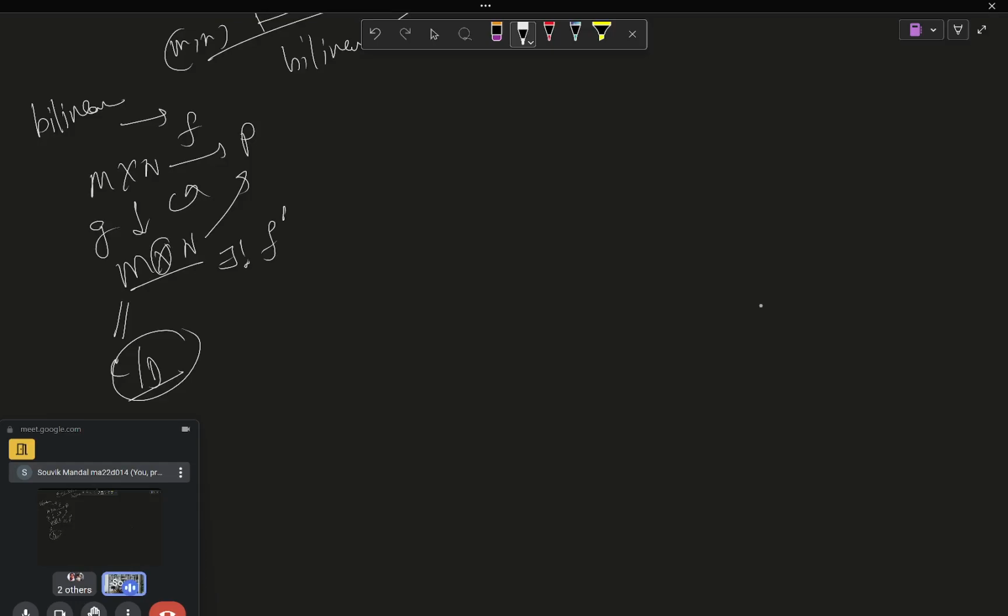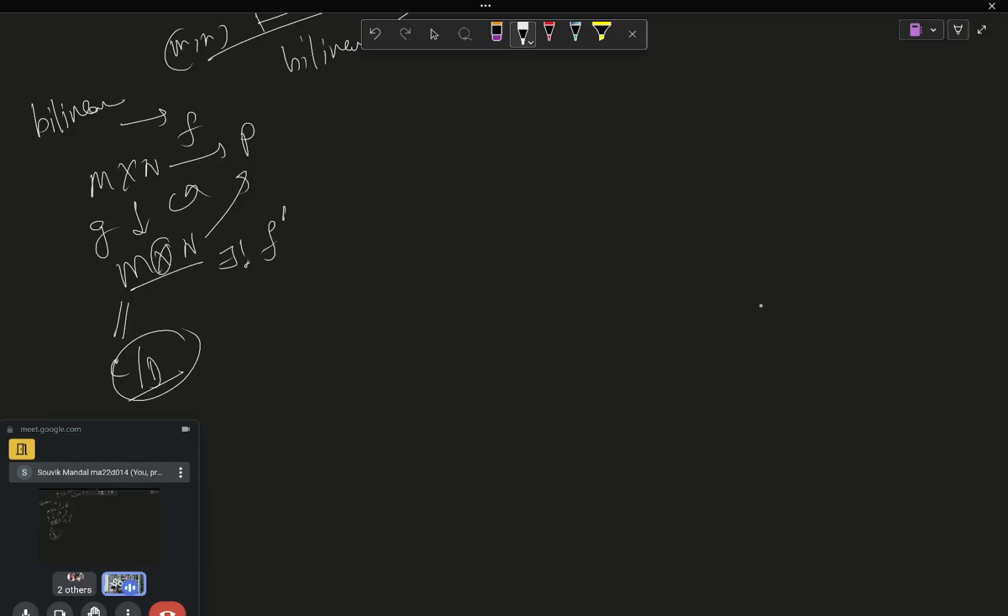What you first need to do is get a map from C by D to P, correct? For that, first you need to get a map from C to P which can be factored through D. But you already have a map from M cross N to P. Also, C is a module whose basis is M cross N.